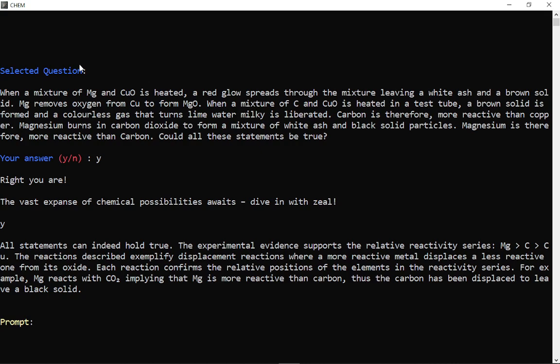The reactions described exemplify displacement reactions, where a more reactive metal displaces the less reactive one from its oxide. Each reaction confirms the relative position of the elements in the reactivity series. For example, magnesium reacts with carbon dioxide, implying that magnesium is more reactive than carbon. Thus, the carbon has been displaced to leave a black solid.